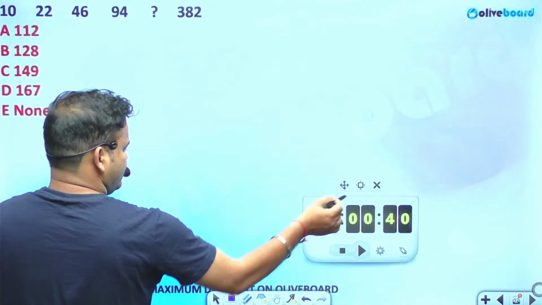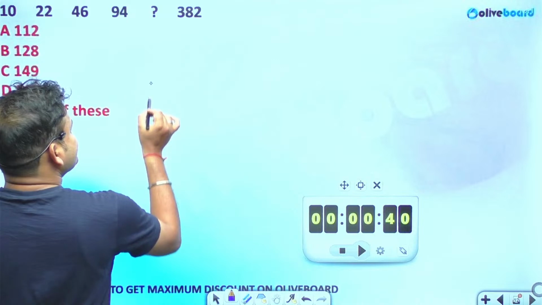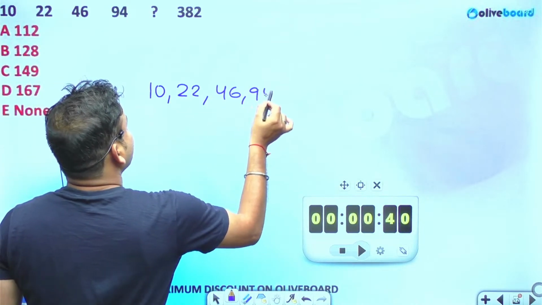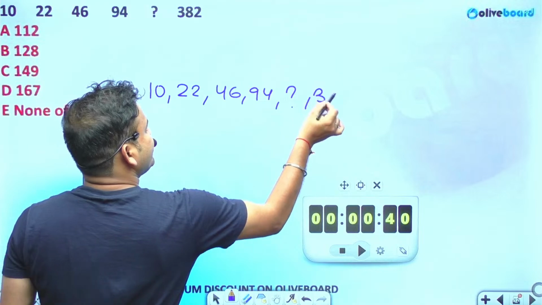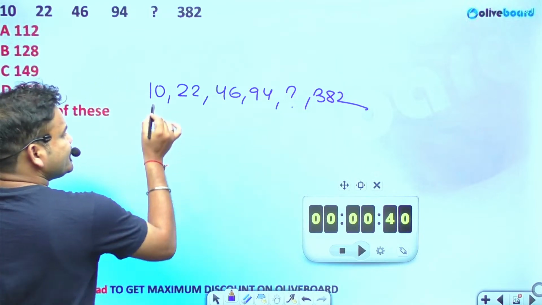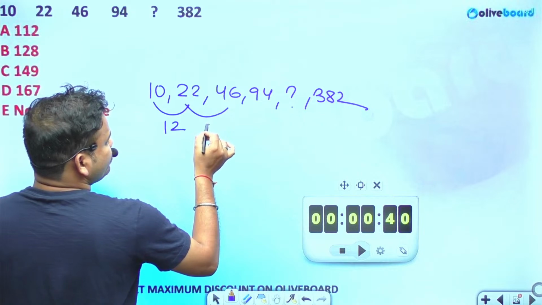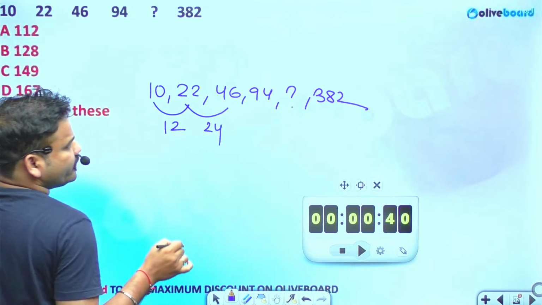Okay, first, this is 10, 22, 46, 94. We have a missing term and we have 382. So what is the increment? That is 12. And what about this? This is 24. Increment of 24. And what about this?